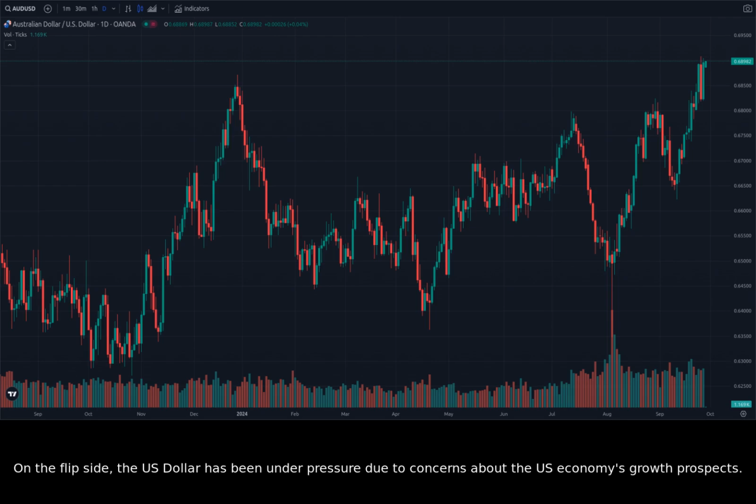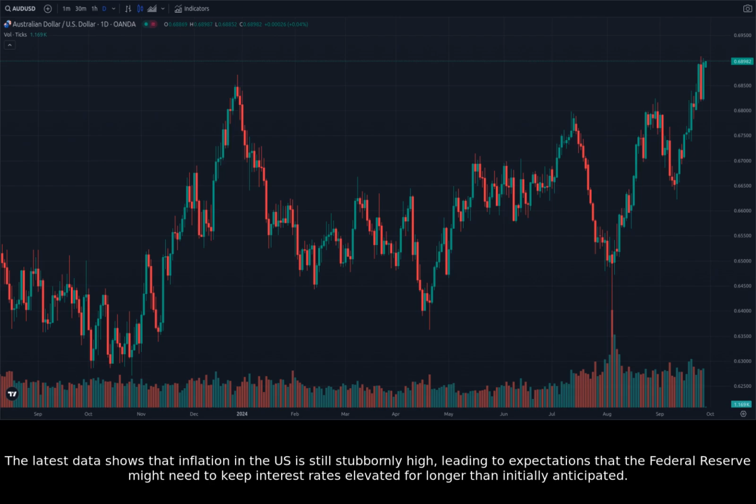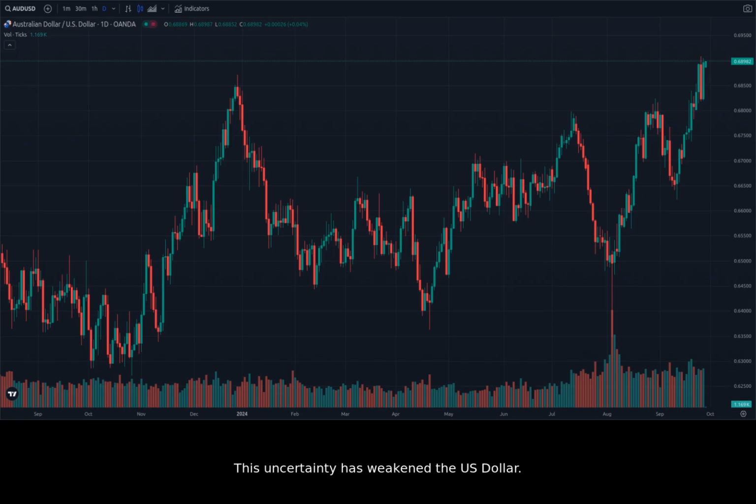On the flip side, the US dollar has been under pressure due to concerns about the US economy's growth prospects. The latest data shows that inflation in the US is still stubbornly high, leading to expectations that the Federal Reserve might need to keep interest rates elevated for longer than initially anticipated. This uncertainty has weakened the US dollar.